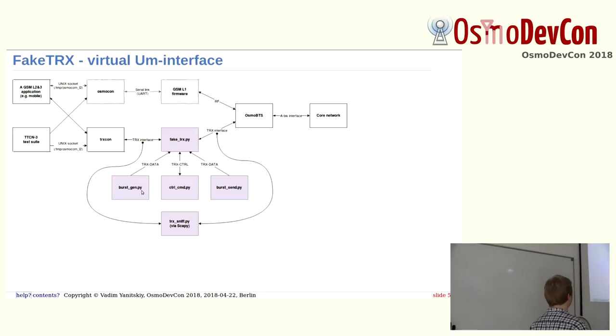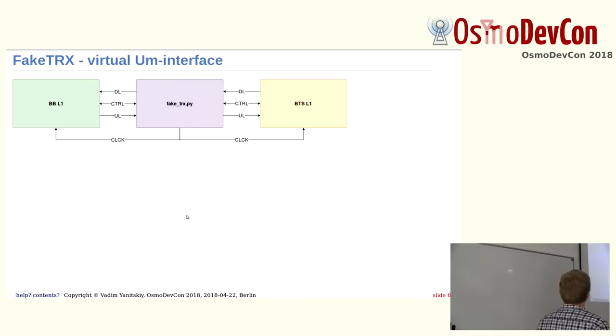One more interesting feature I have is TRX sniff. It allows you to capture bursts on an existing TRX interface and record them, and then, if you want, replay them using the burst send tool. My use case for this tool was that I had to understand how TCH half rate burst encoding works. I captured some flow of frames on a particular timeslot. This is how it works in more detail. FakeTRX also acts like a simple clock generator, and as I already said, the control and data interfaces are ported.